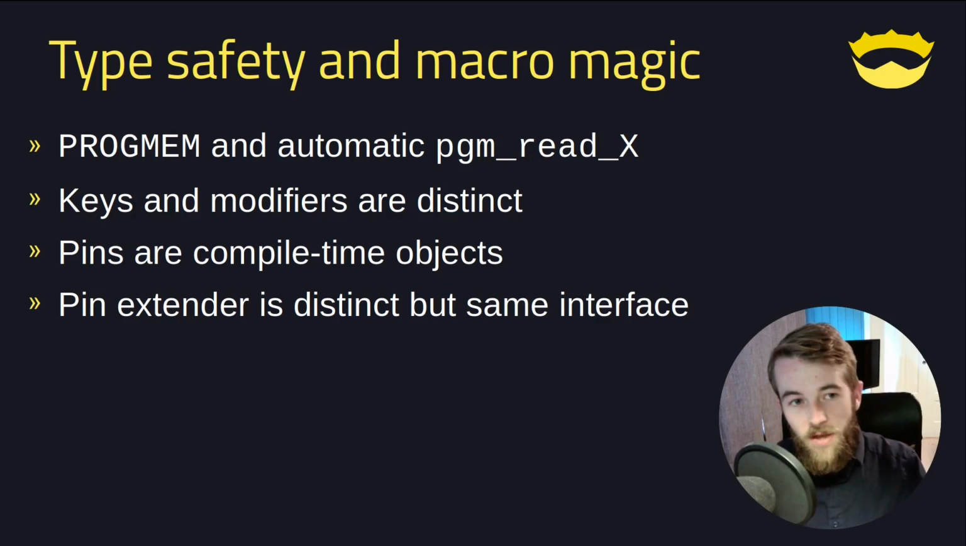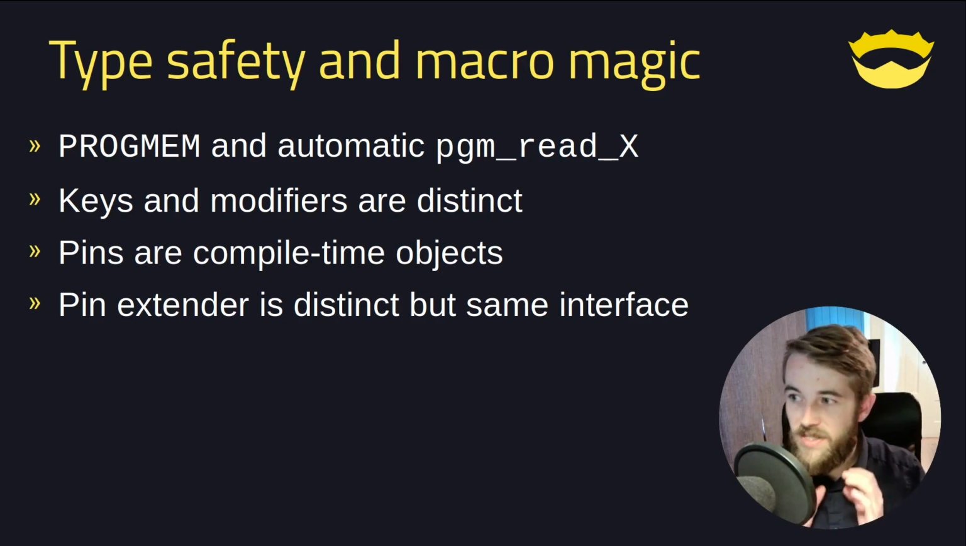So yeah, I talked a bit about type safety and macro magic. The layout for the keyboard is stored in PROGMEM, and this is going to get a bit technical. As I said, the program memory is sort of where we can store stuff that isn't going into RAM on the microcontroller. And this has to be read by special pgm_read_X, where X is the size we want to read. So in the case of a key, which is uint8, that is pgm_read_byte.